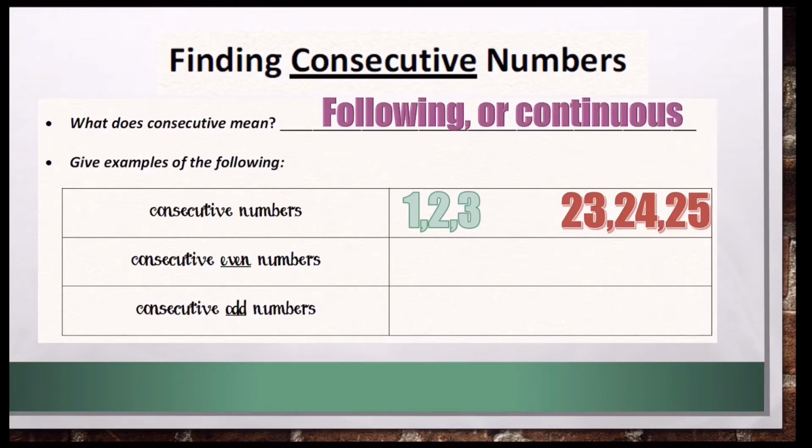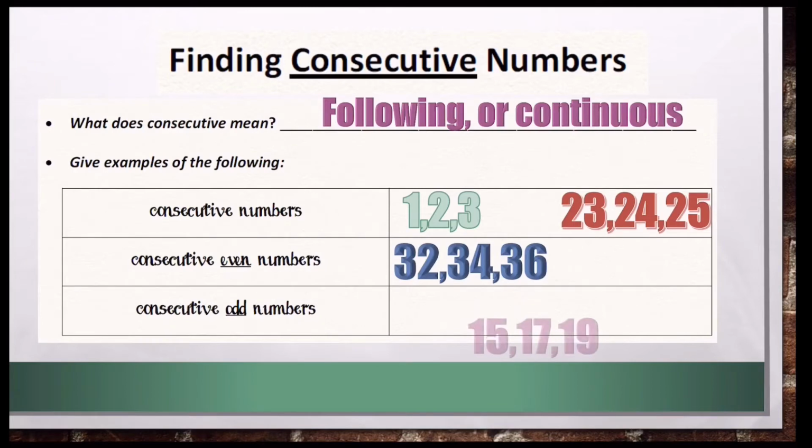Okay, but now when we talk about consecutive even numbers, we're counting by evens, and it's the evens that come one right after the other, like 32, 34, 36. Another example you could write down, 2, 4, 6, 8, 10. It's not skipping any numbers in between that are even. Well, the same goes for odd: 15, 17, 19. You're doing every two, okay?